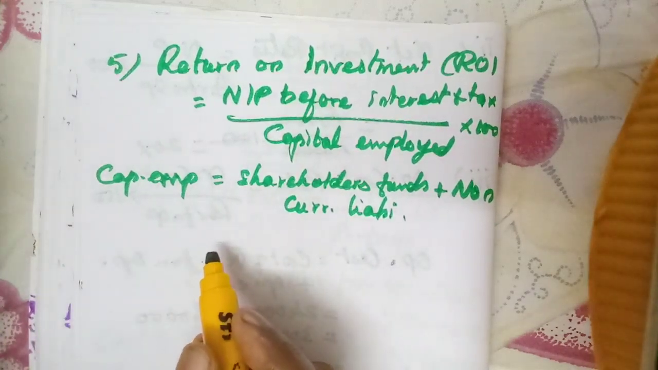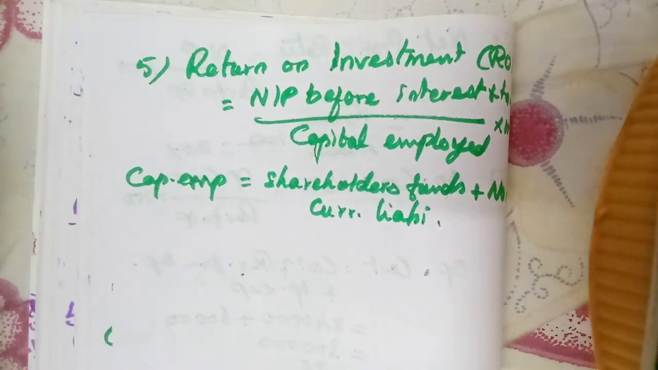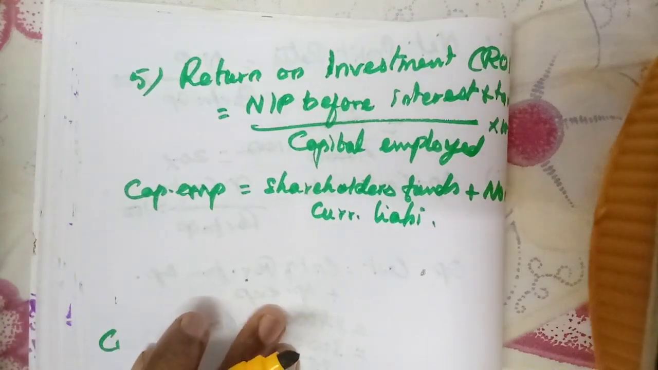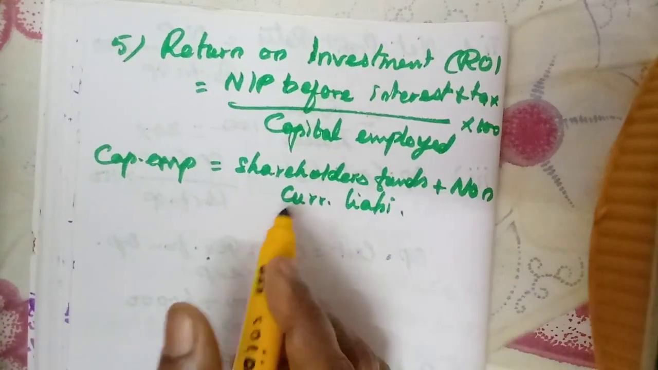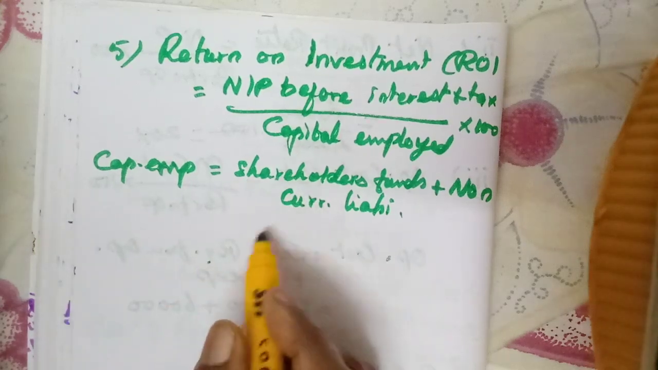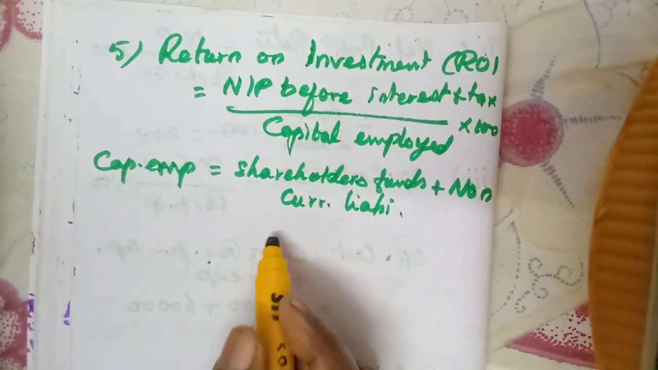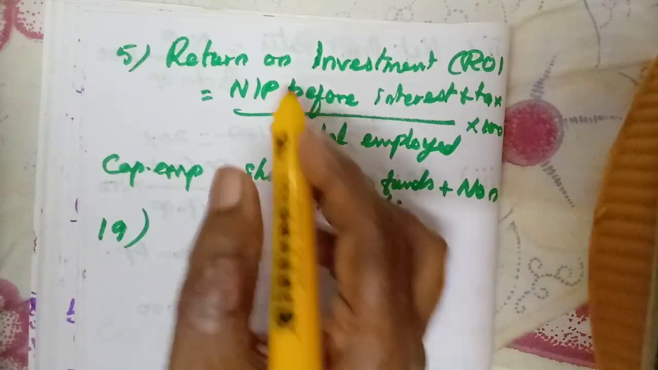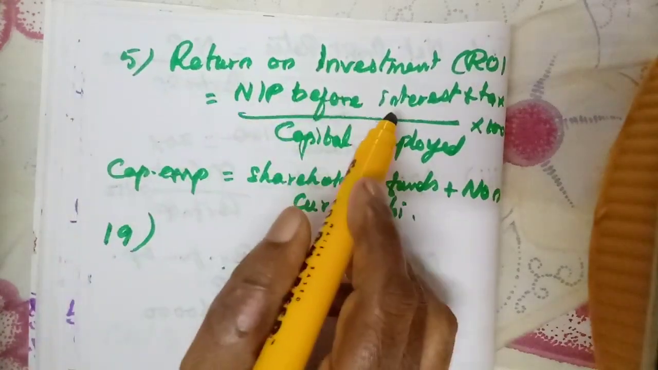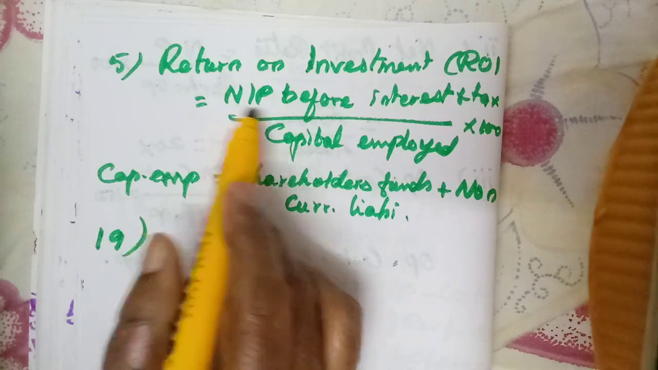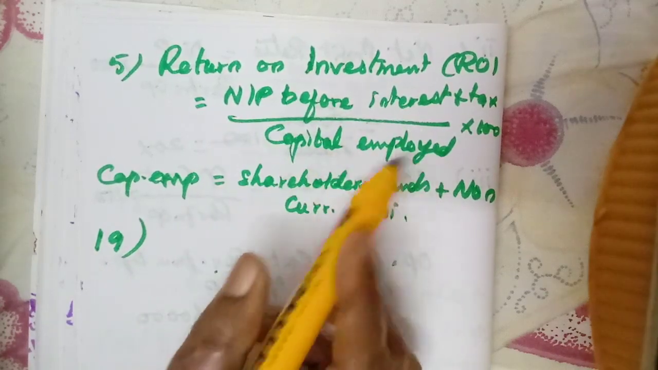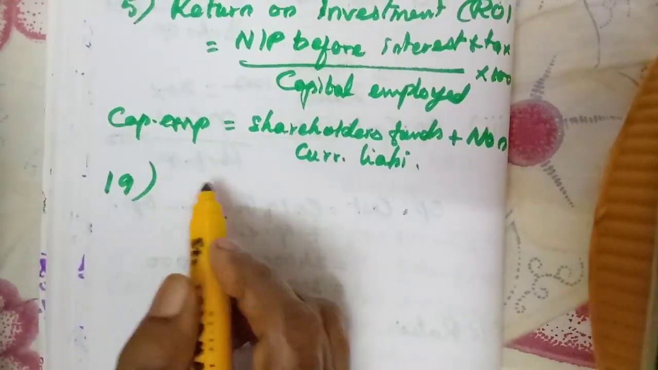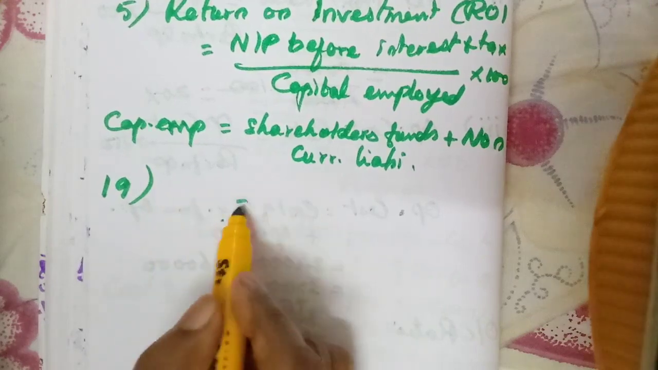Okay, so now we will do the exercise, the 19th exercise. Here they have given net profit before interest and tax 60,000. Then capital employed we need to calculate. You have to write the full formula: return on investment is equal to net profit before interest and tax divided by capital employed into 100. You write all these things. In the shortage of time I am not writing. Then capital employed we have to write.